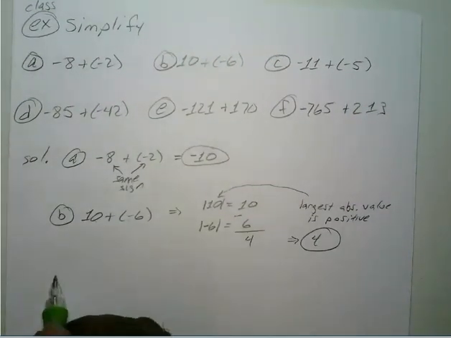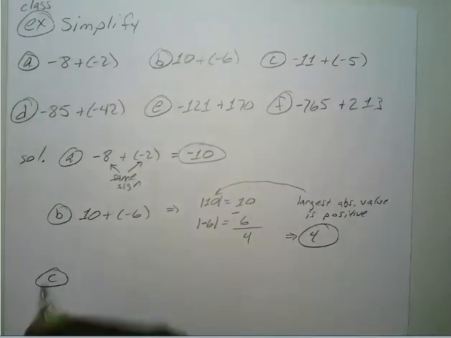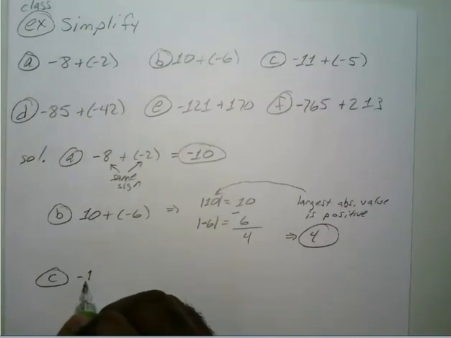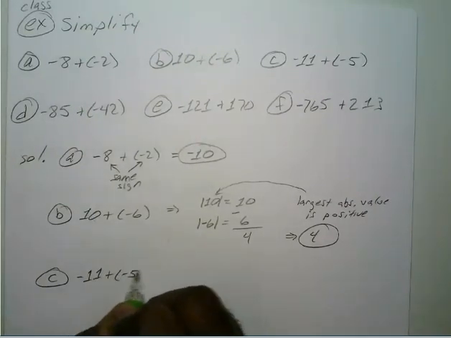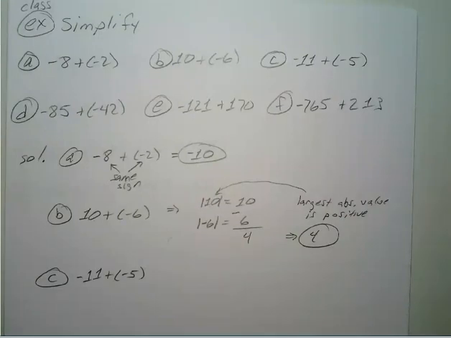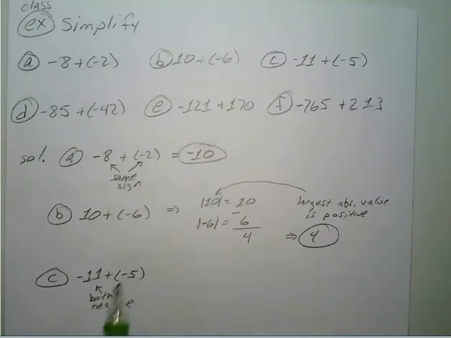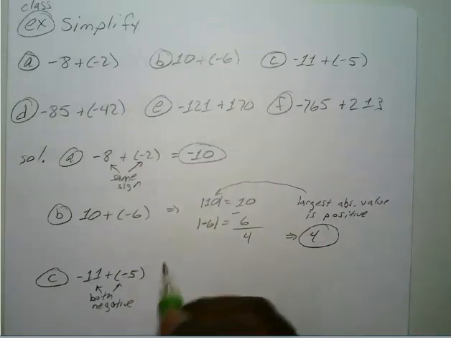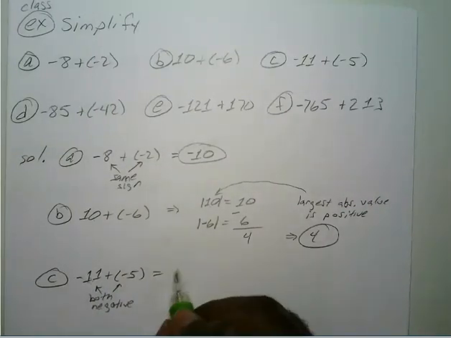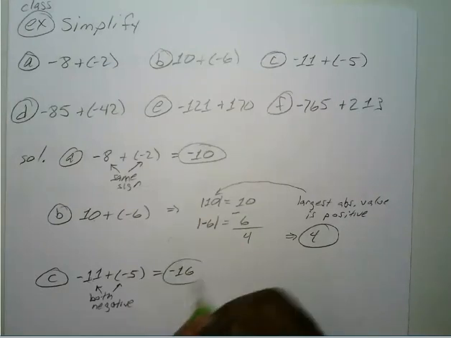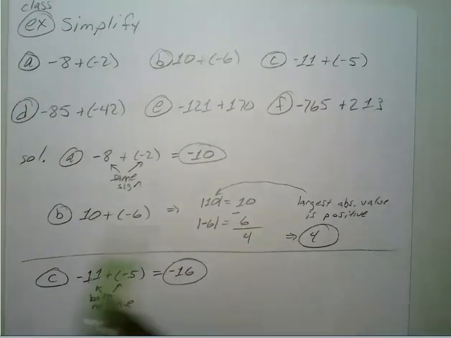Okay. Go for problem C. You have -11 plus -5. Both of them are negative. So if you had +11 plus +5, we know that would equal +16. So -11 plus -5 is equal to -16.